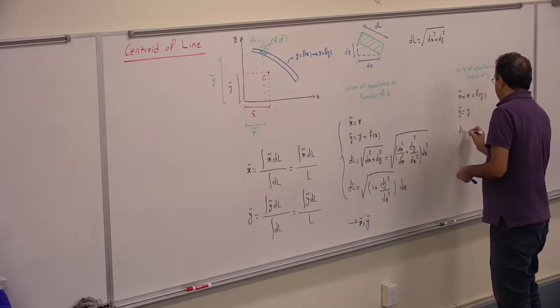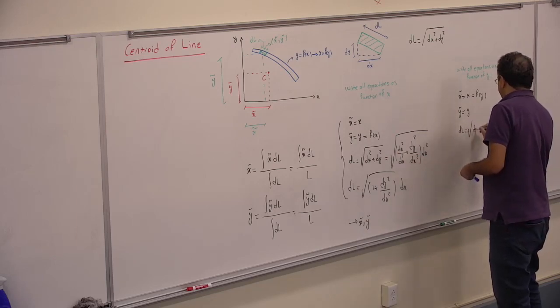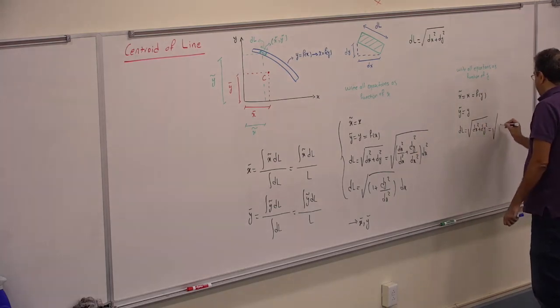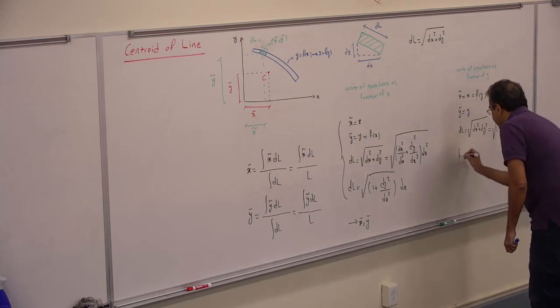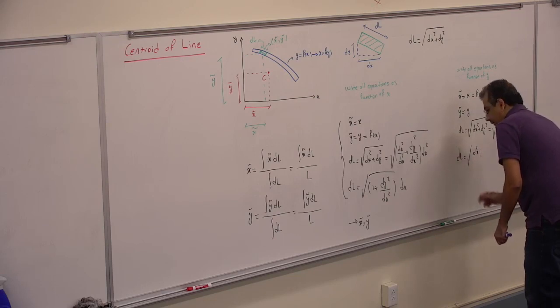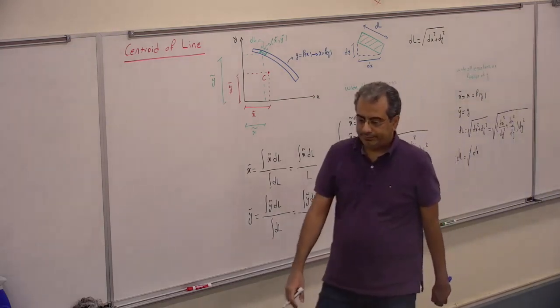The dl, this time I'm going to divide it by dy squared, so it's going to be x squared divided by y squared plus y squared divided by y squared. So dl would be the square root of that, squared.